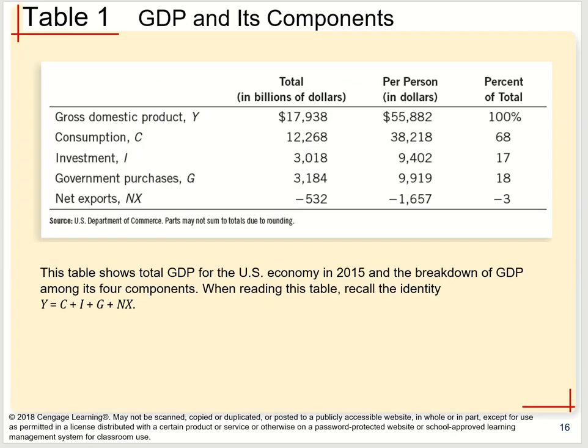So in this chart over here, as you can see, the biggest component of GDP is consumption, and for the US economy we have a negative net export.